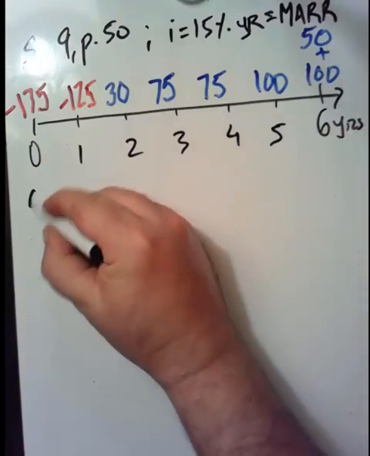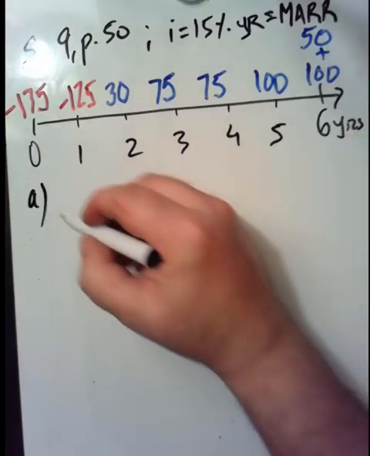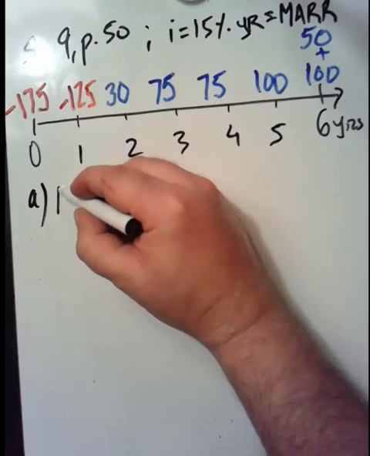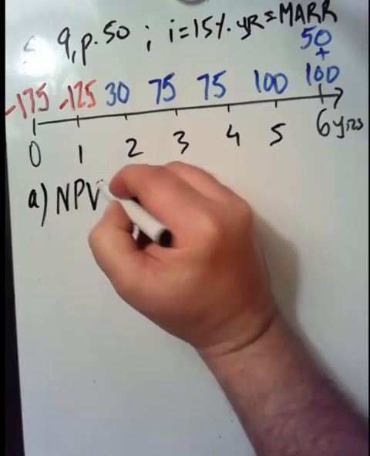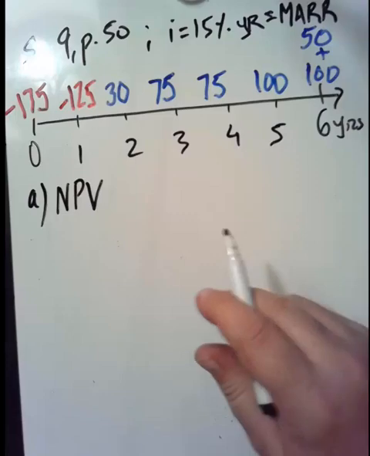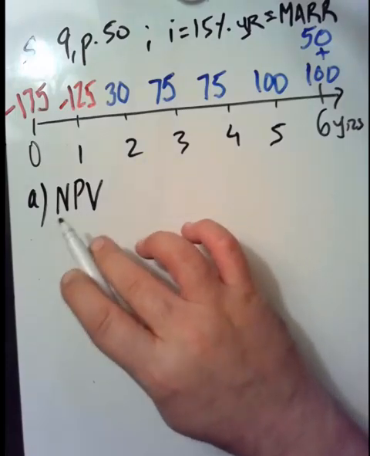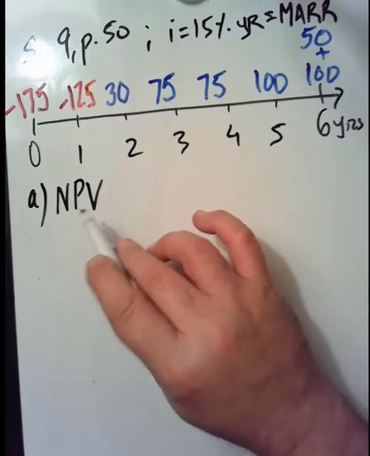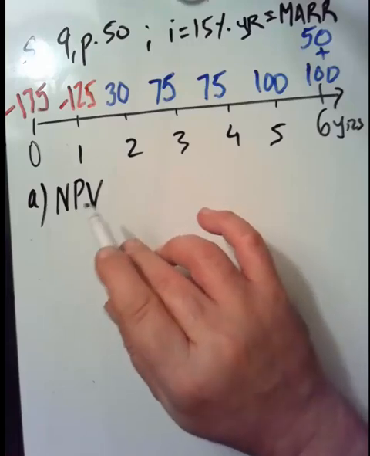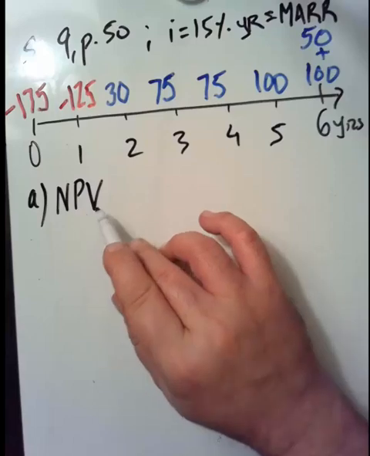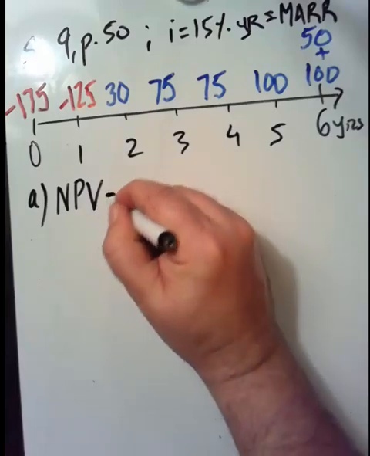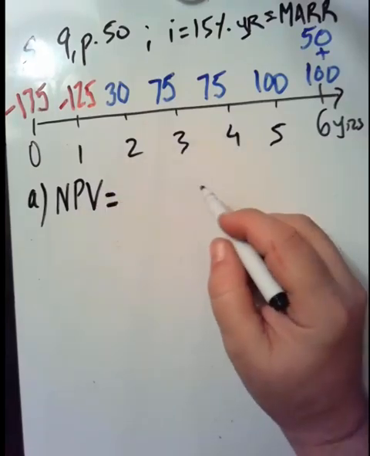Part A is to find the present worth. The same is to say net present value. Read the textbook because there are different terminologies for the same thing. This is known as net present value or present worth. So net present value is the summation of all present values.